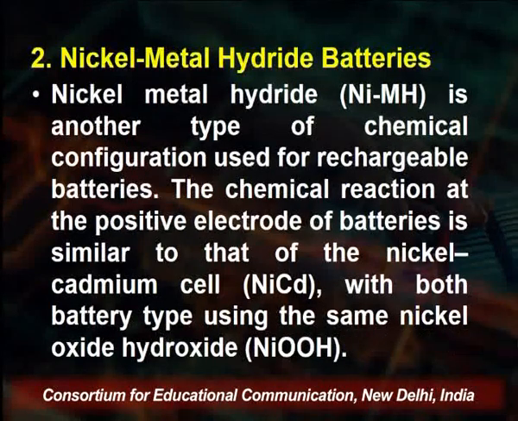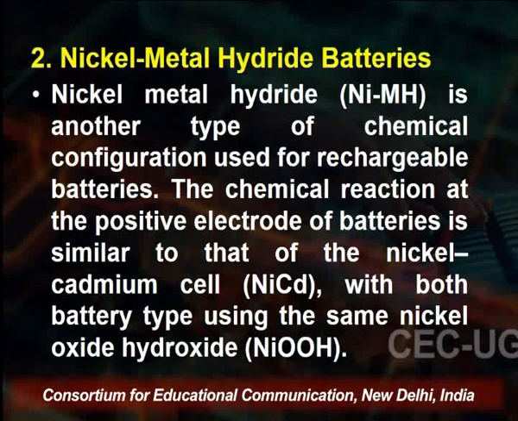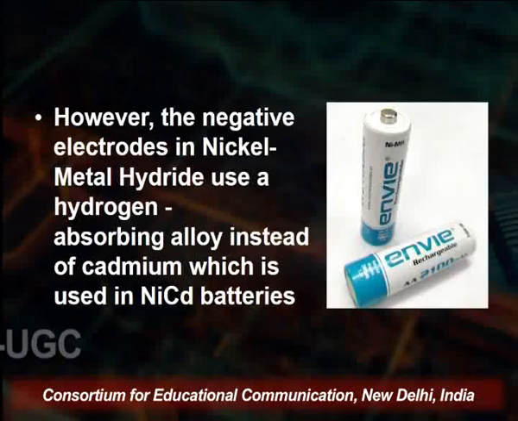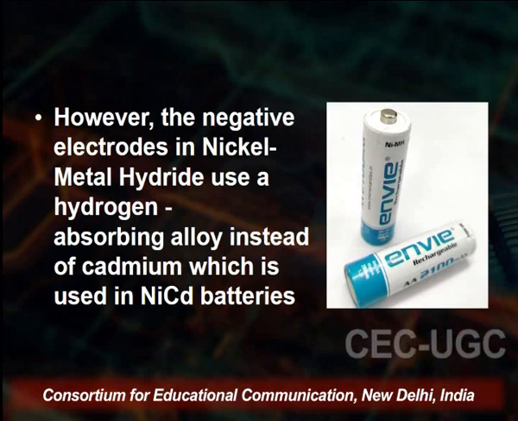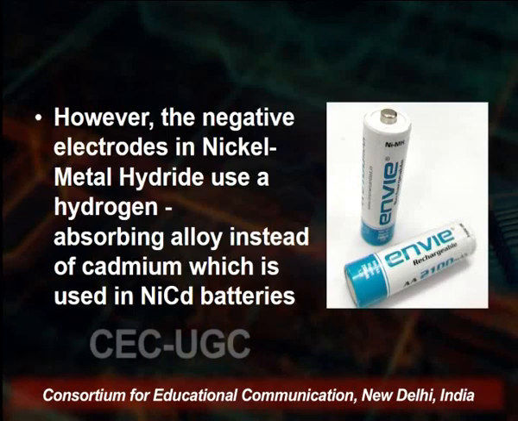The other type of battery is the nickel metal hydride battery. What is this type of battery? This is another type of chemical configuration used for rechargeable batteries. The chemical reaction at the positive electrode of the battery is similar to that of the nickel cadmium cell, with both batteries using nickel oxide hydroxide, NiOOH, on one side. However, the negative electrode is a nickel metal hydride, used as a hydrogen absorbing alloy instead of the cadmium used in nickel cadmium batteries.